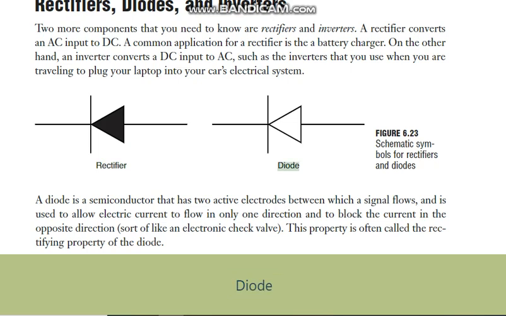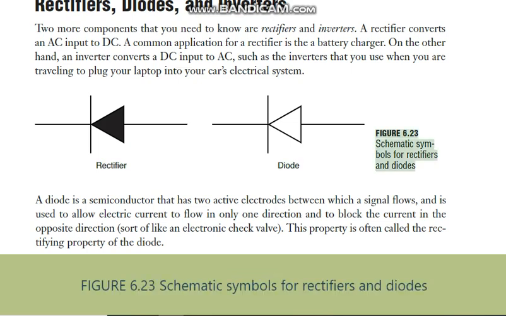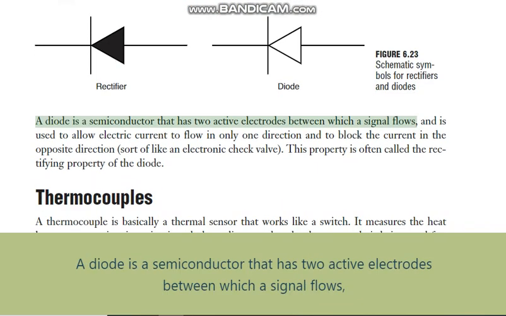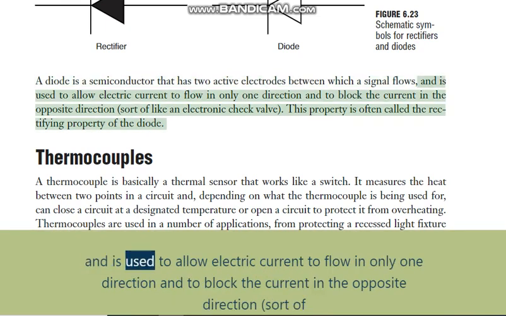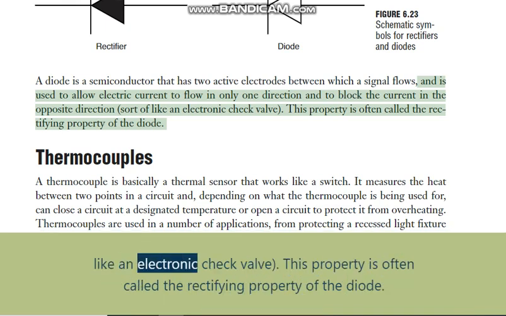Rectifier. Diode. Figure 6.23 schematic symbols for rectifiers and diodes. A diode is a semiconductor that has two active electrodes between which a signal flows, and is used to allow electric current to flow in only one direction, and to block the current in the opposite direction, sort of like an electronic check valve. This property is often called the rectifying property of the diode.